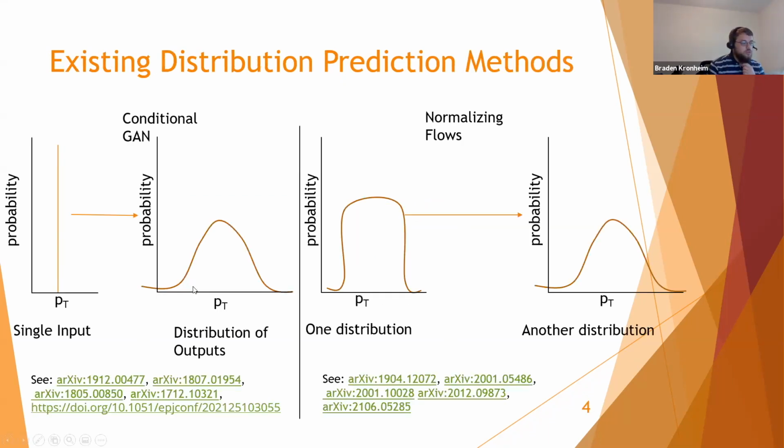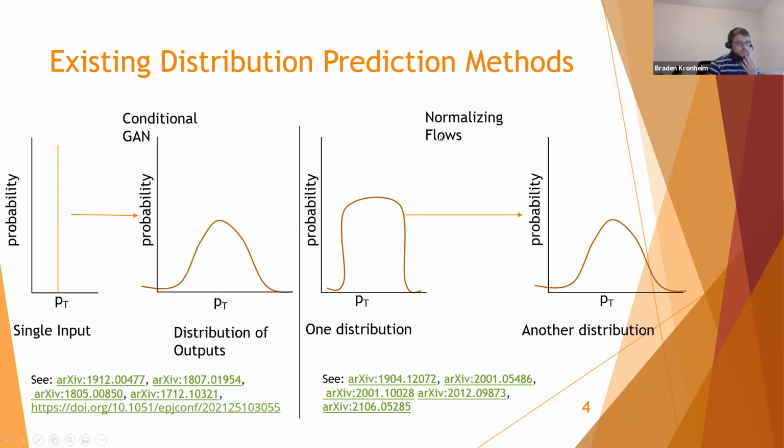There are two main ways of predicting distributions that have been used recently in high energy physics. One is a conditional GAN, and both of these methods are used elsewhere as well. The conditional GAN does essentially exactly what we're looking to do: it goes from a single input to a distribution of outputs. Conditional GANs, and GANs in general, work very well, and you can see all these different papers, which are just a small subset of them. However, the slight downside with conditional GANs and GANs in general is that they're very complicated to train, and they can be very finicky. So while they work, it can sometimes be a bit of a pain to get them to work.